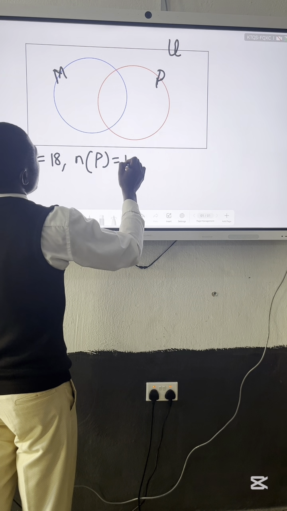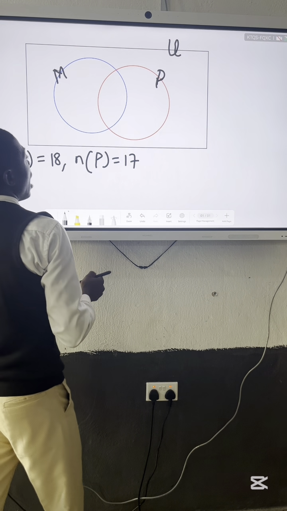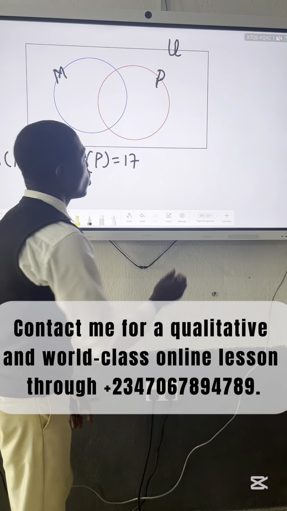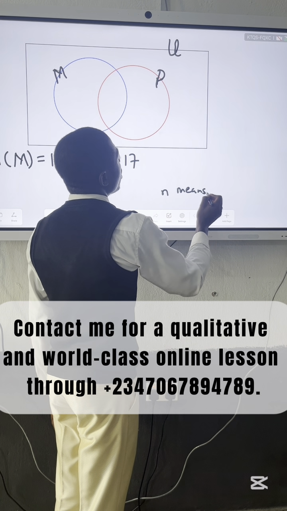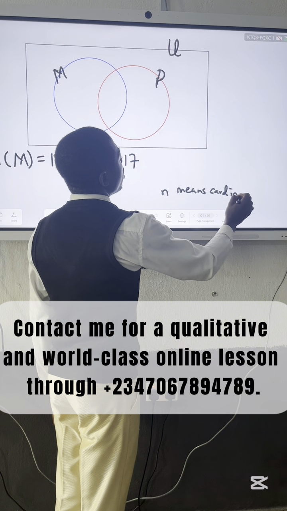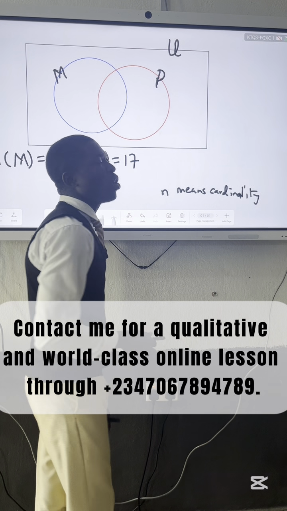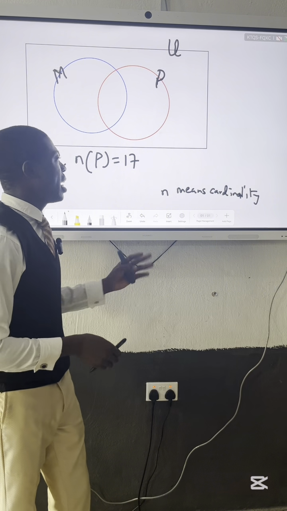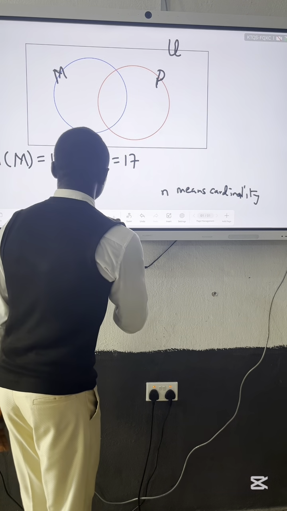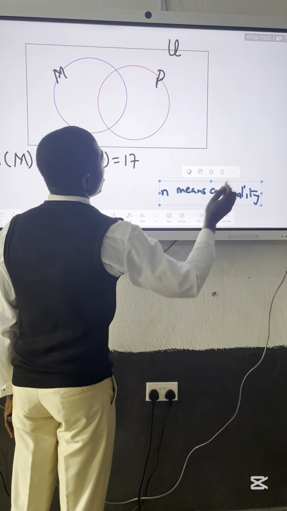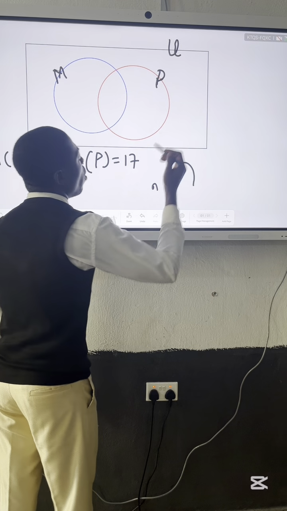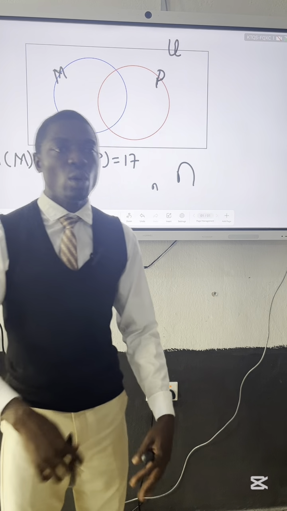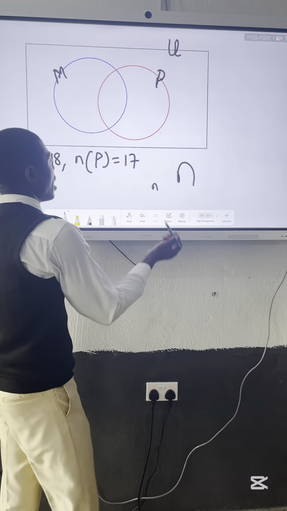is 17. Now please note there's a difference between this small letter n, which stands for cardinality, and this other big symbol. Cardinality of a set means the number of elements present in that set. So cardinality here, in this context, means the number of students that pass that subject. This is different from the big symbol, which means the intersection of 2 or more sets. But we're referring to cardinality.